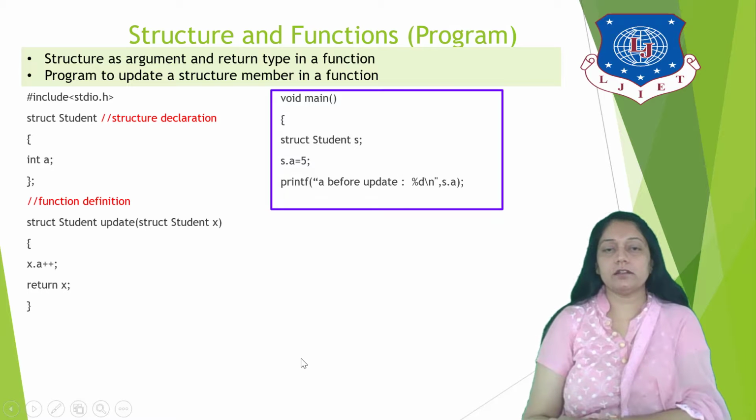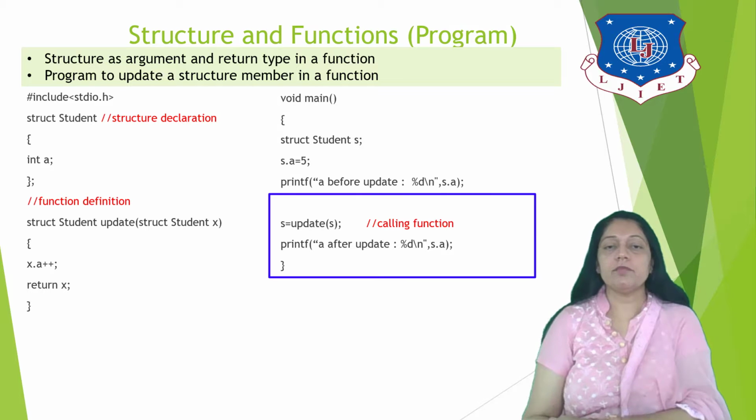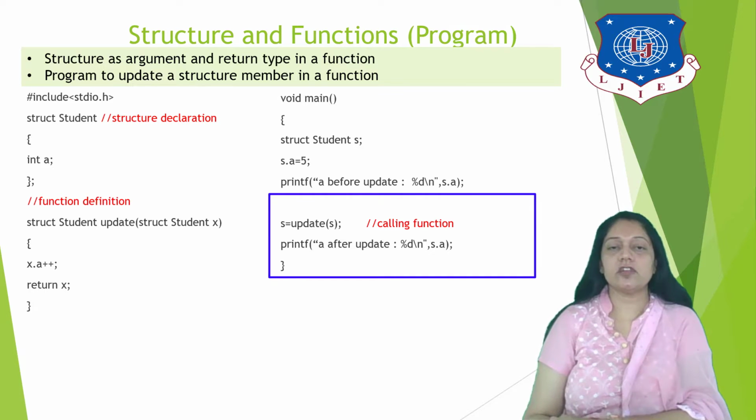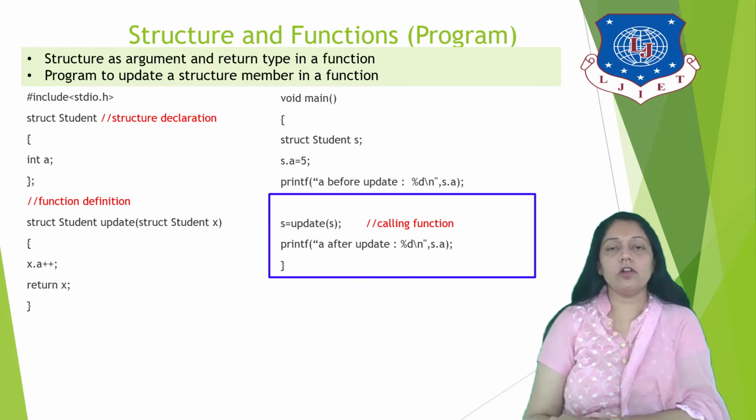So A before update, I'll get 5 as my result here. Now what I'll do is I'll pass s inside the function update, bracket s. And this update is again going to return me the structure. So I'll overwrite it inside the structure variable s. So s is equal to update of s. Since update has a structure as argument and a structure as return type, this is the way you are going to call the update function when you are dealing with structures. Then, to get the updated value, simply printf using s dot A.